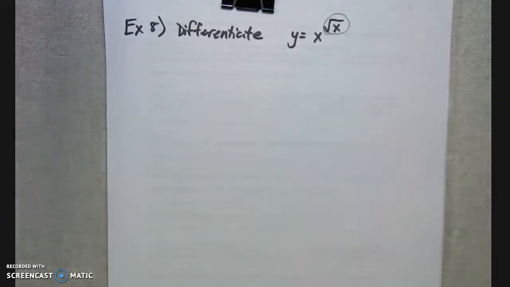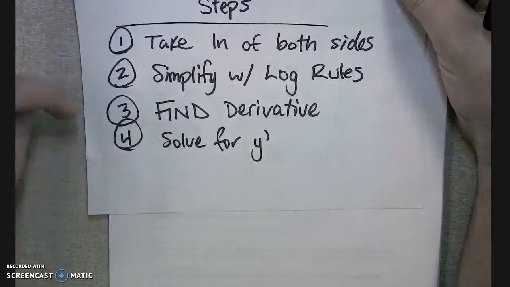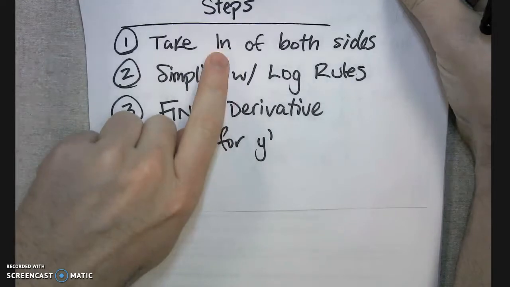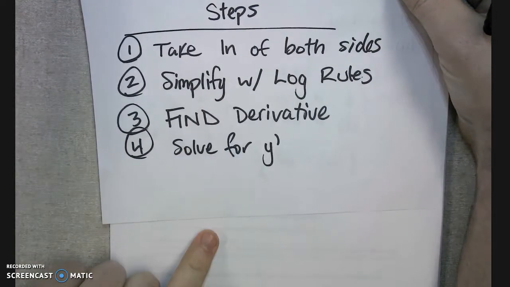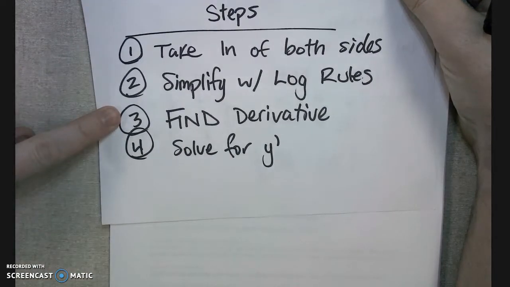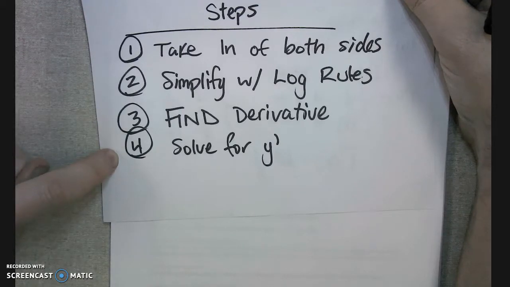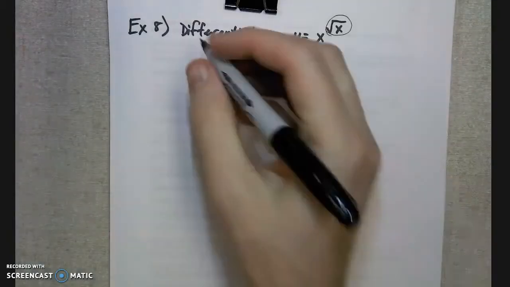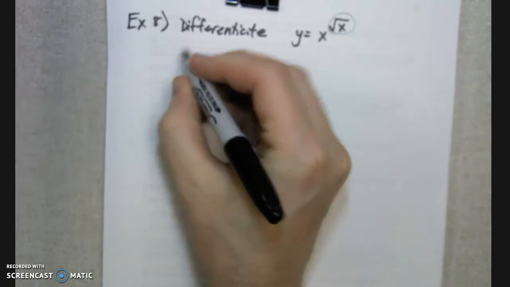And remember, your steps for logarithmic differentiation are going to be take natural log of both sides, simplify the problem with log rules, find the derivative, and then solve for y prime. So what we're going to do is first take the natural log of both sides.